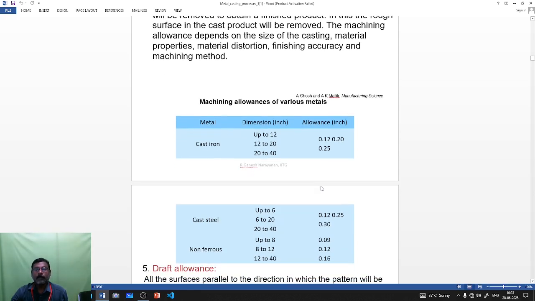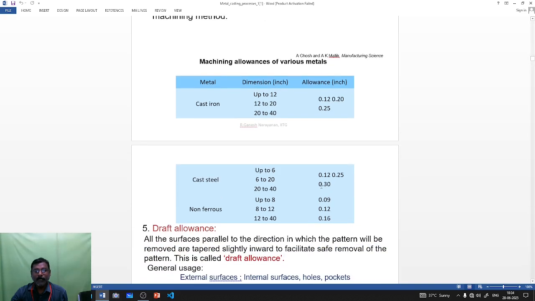So machining allowance of various metals: cast iron up to 12 inch, the allowance is 0.25. Then cast steel up to 6 inches, the allowance is 0.3. Then non-ferrous metals, 8 to 12 inches, the allowance is 0.12.